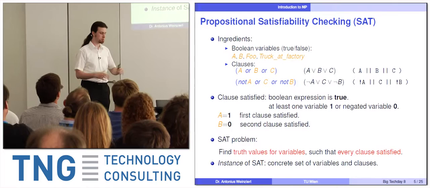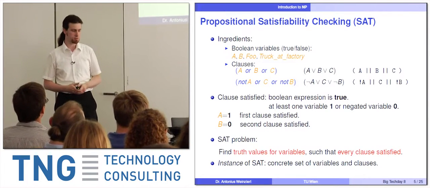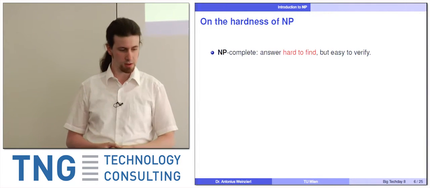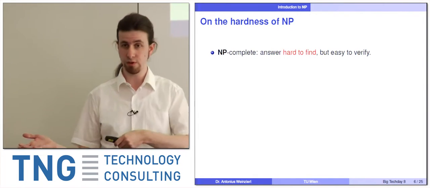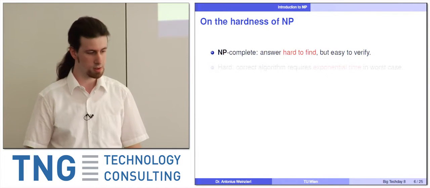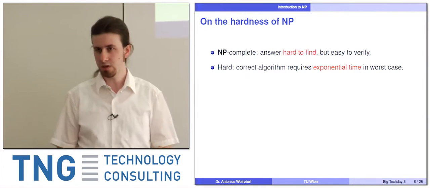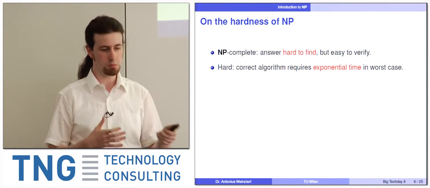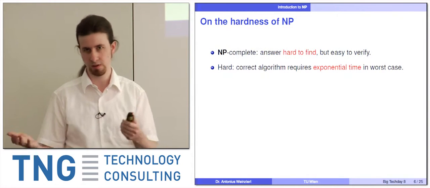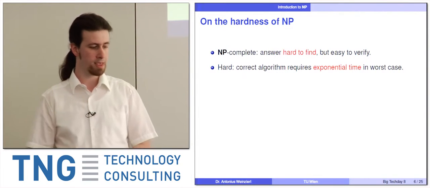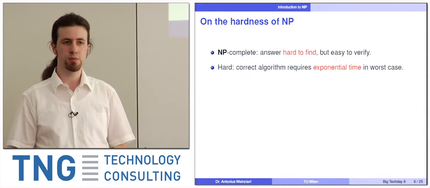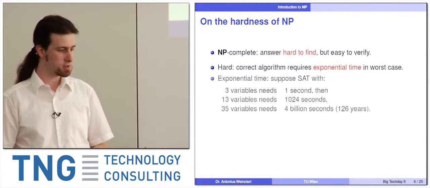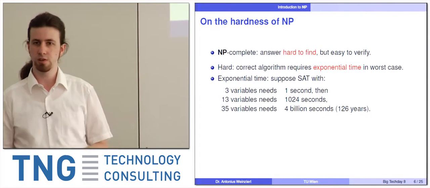And an instance of that is then a concrete set of variables and clauses. Now I said NP-complete problems are easy to verify but hard to find. What does this hard to find mean? Well, it means that if we want a correct algorithm which gives us the right answer every time, then this algorithm has an exponential time requirement in the worst case.